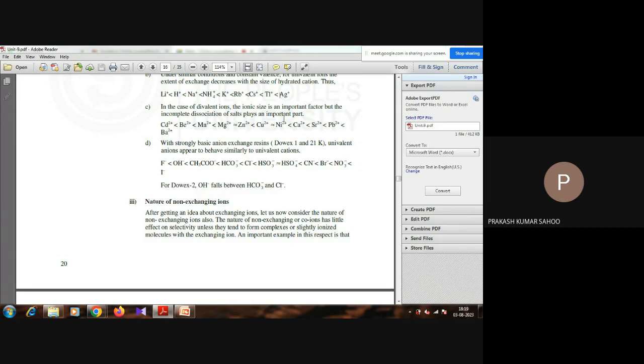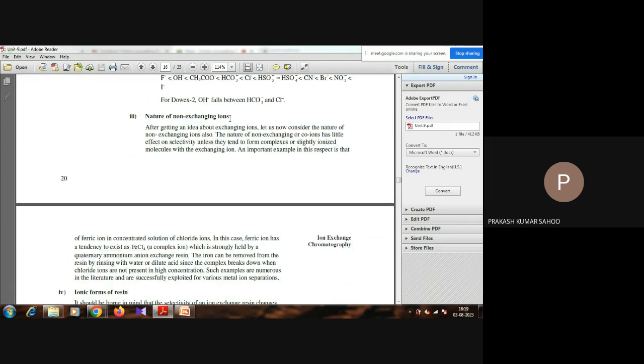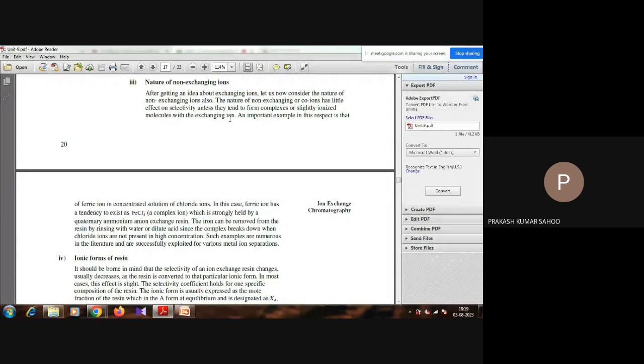Incomplete dissociation of salt plays an important role. So this will be the highest, and cadmium, that is the bigger size, will be the least prone towards ion exchange. With strong basic anions, this will be the order in Dowex 1 and 21 Kelvin temperature; univalent anions appear to behave similarly to univalent cations. Then the nature of non-exchanging ions.